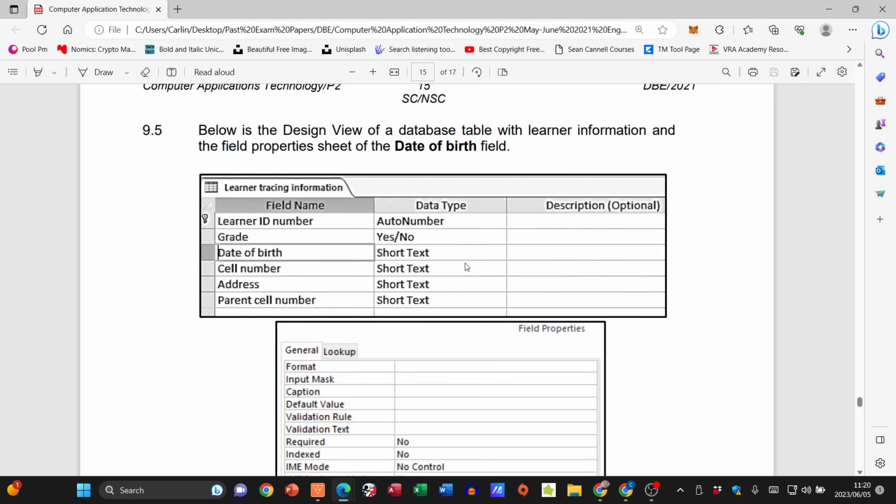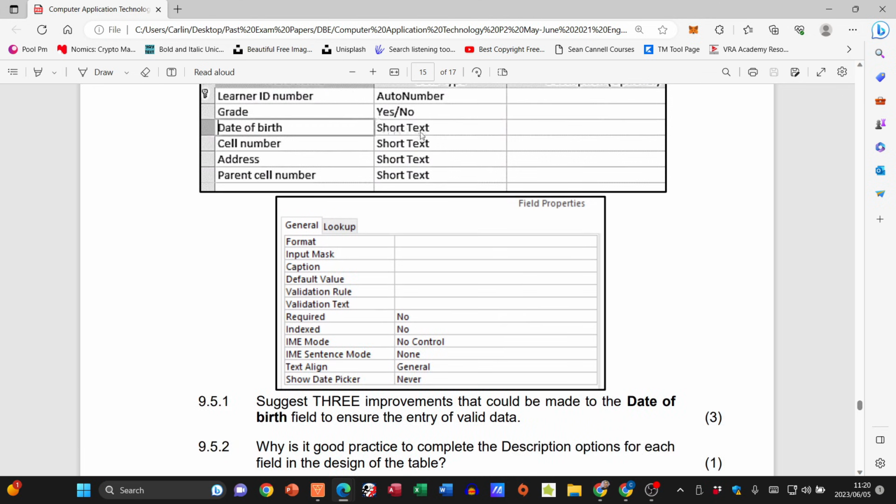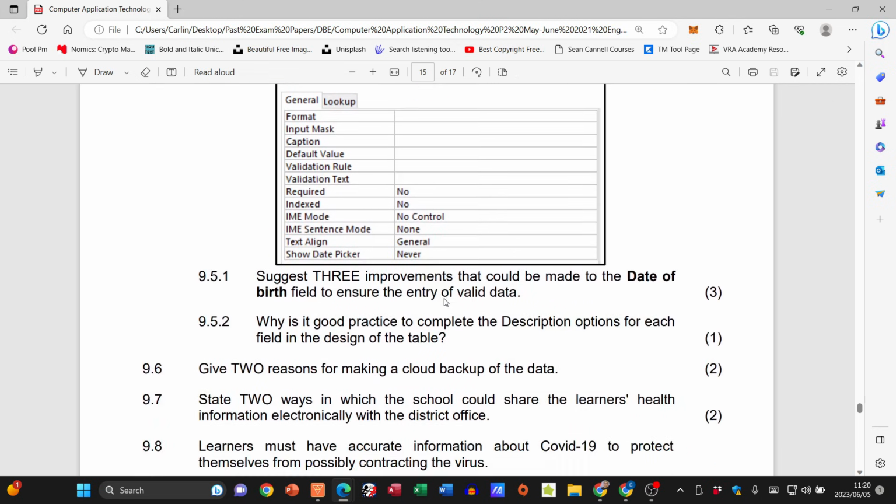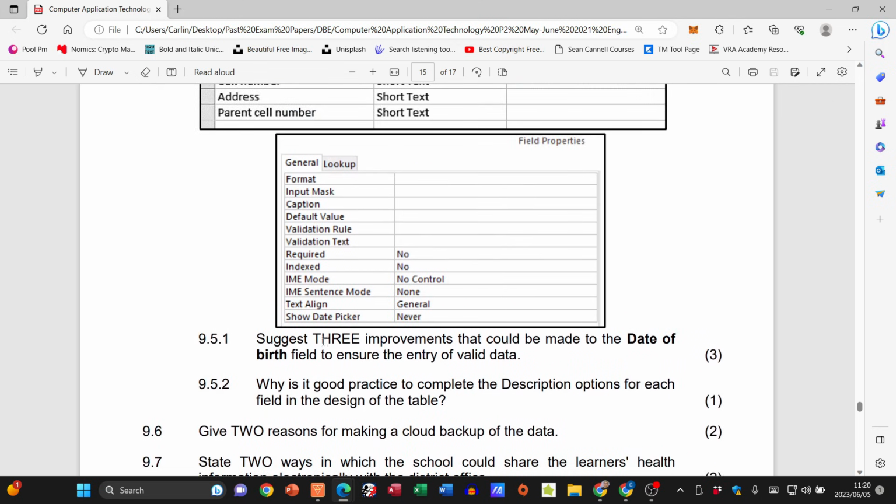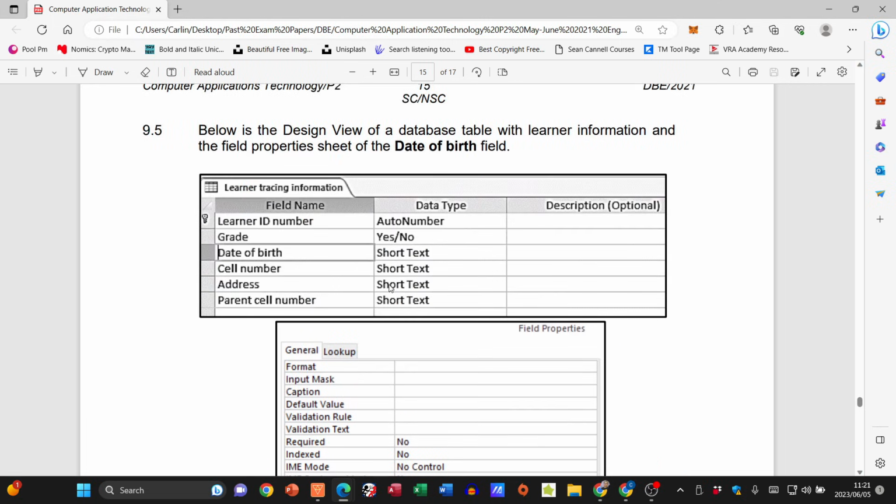9.5 below is the design view of a database table with learner information and the field properties of the date of birth field. Okay, so there's date of birth, short text. We can see required no. So all that's okay. They've got a few questions. Number 1, suggest 3 improvements that could be made to the date of birth field to ensure the entry of valid data.